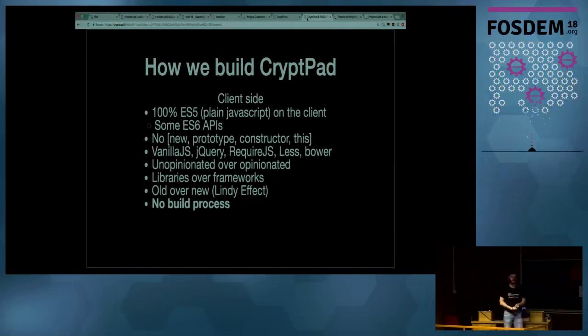And actually, we have no build process. So when we update CryptPad on the Nginx server, we do a git pull and we edit a file with a cache breaker with a version. That's it. That's the release.